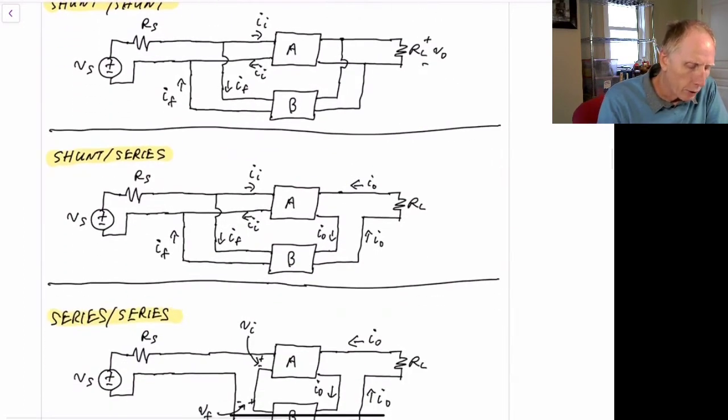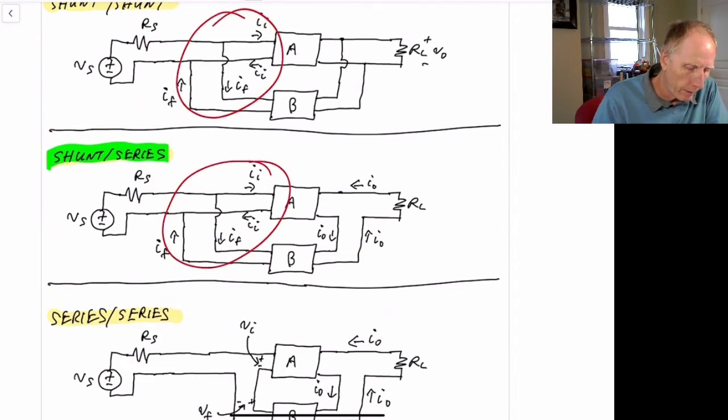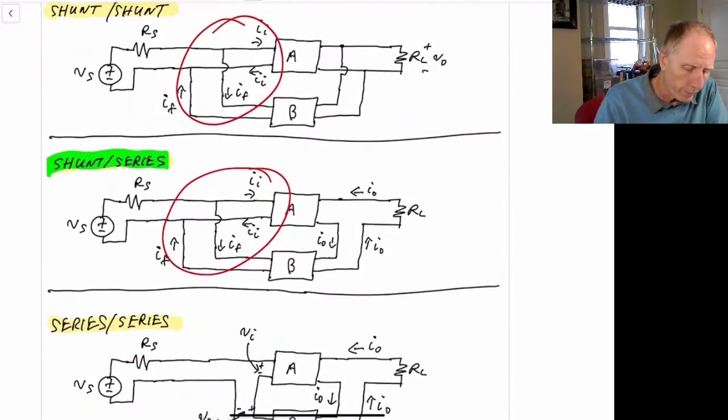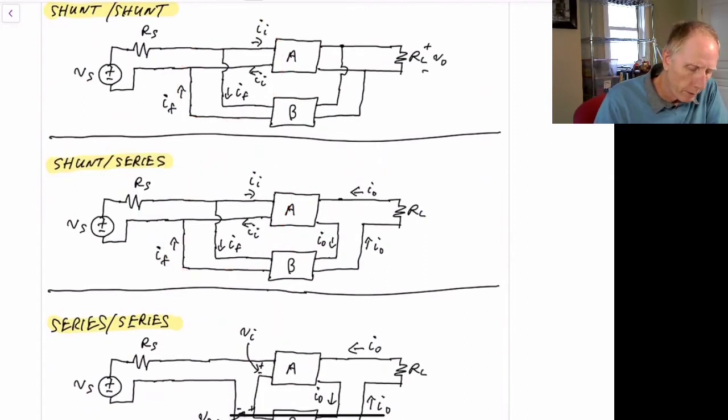So finally we have the last two types. We have the shunt series, where this part is the same as here, but we now take the output and we put this in series because we're sampling the output current. So in this case, we've changed the output stage because we're now sampling the current I sub out going into the feedback network. In order to sample that current, we need to have a series connection.